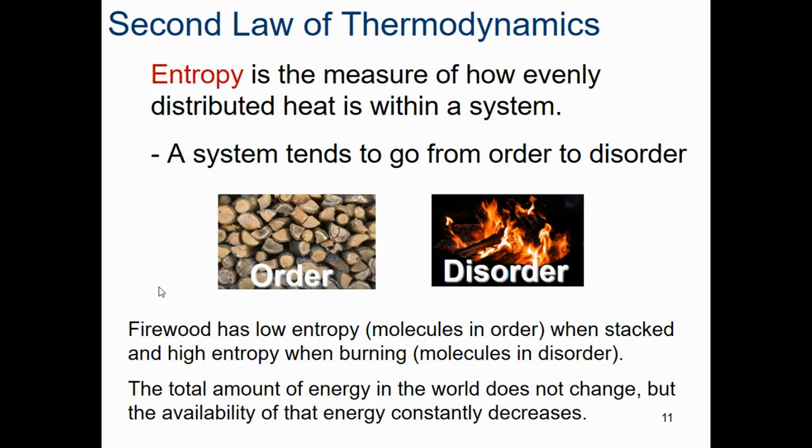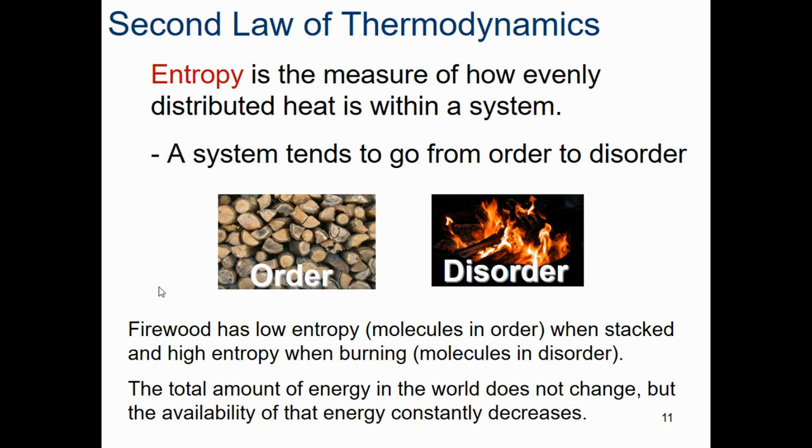All right. To better understand the second law of thermodynamics, we have to include the vocab term entropy. Entropy is the measure of how evenly distributed heat is within a system, keeping in mind that a system tends to go from order to disorder. Their example here is that firewood has low entropy, where the molecules are in order when stacked, and high entropy when burning. The molecules become more disorderly.